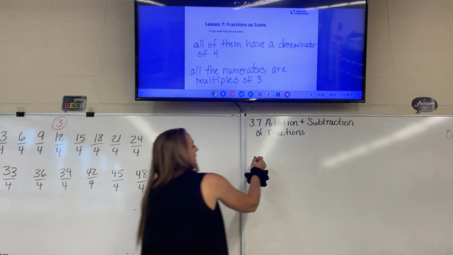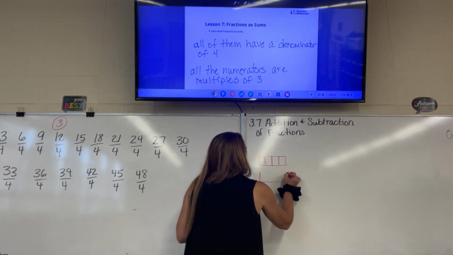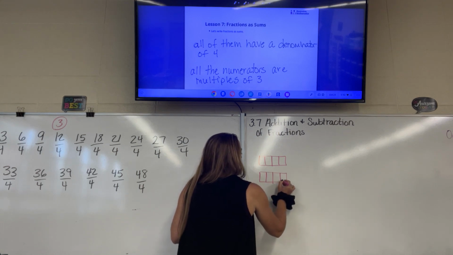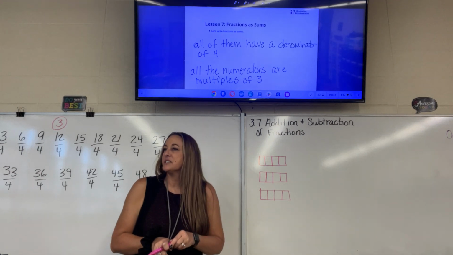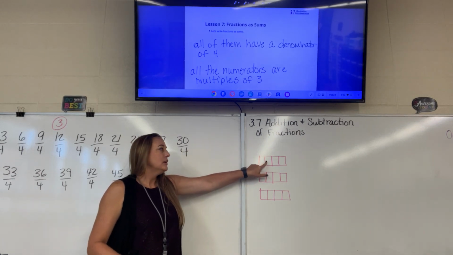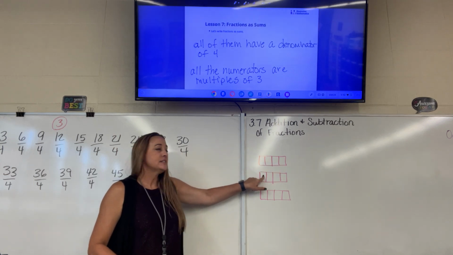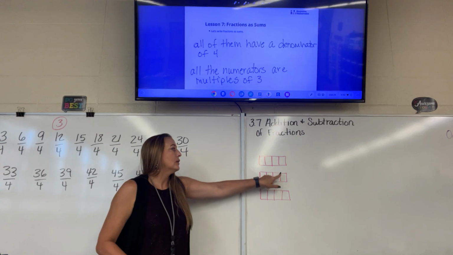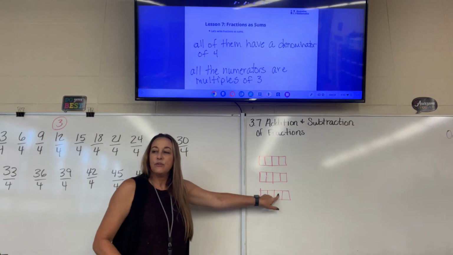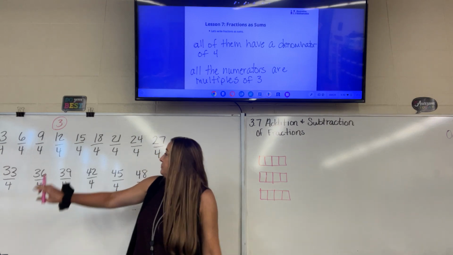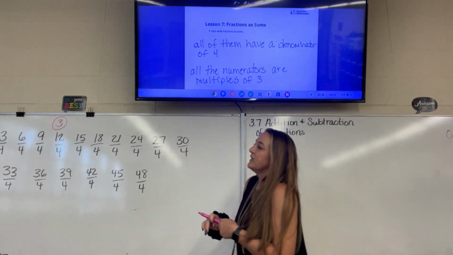Or think of it this way. Here's 1 whole, and I'm going to split it into 4 parts. Here's 2 wholes. I'm going to split them into 4 parts. And 3 wholes split into 4 parts. Count the fourths with me. 1/4, 2/4, 3/4, 4/4, 5/4, 6/4, 7/4, 8/4, 9/4, 10/4, 11/4, 12/4. 12/4 is how many wholes? 3. Do you see any others?